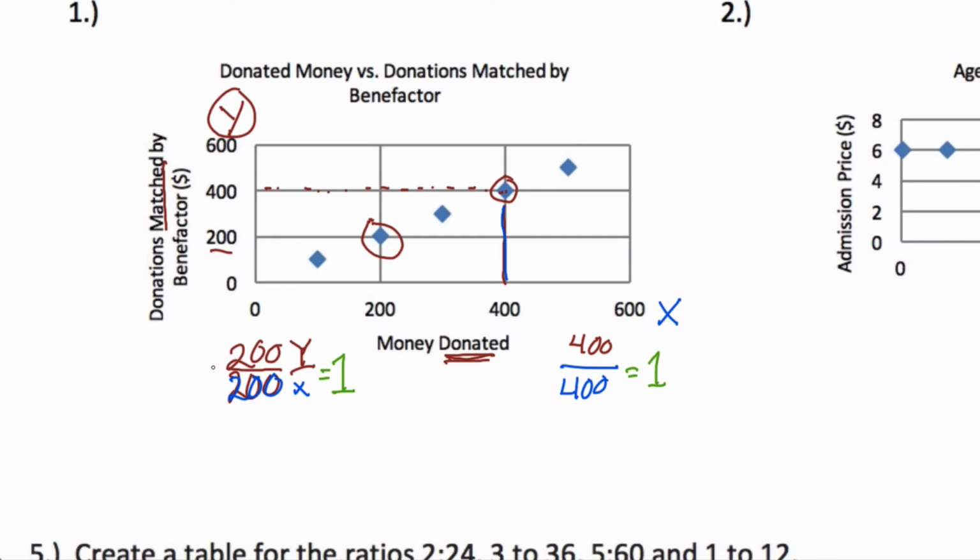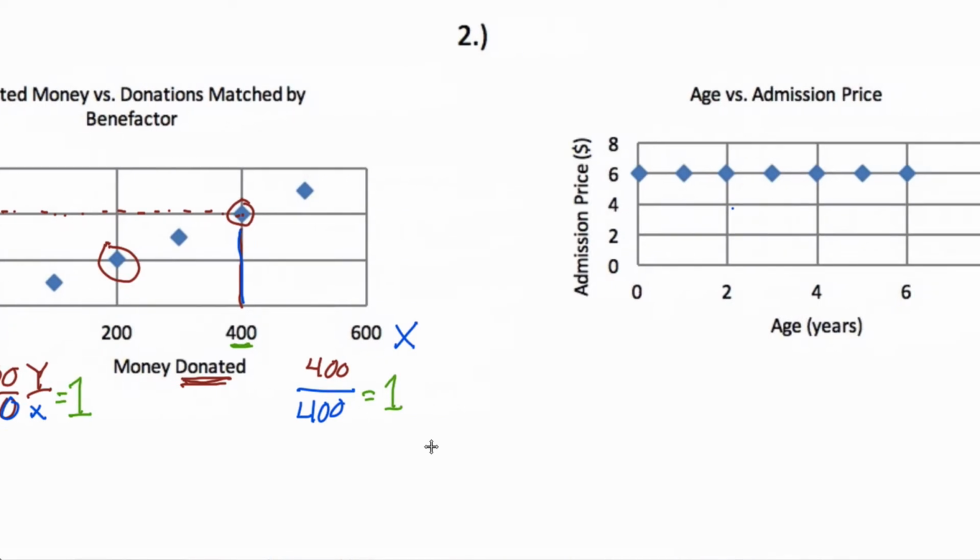And you might have heard the phrase somewhere, 1 to 1. You recognize hopefully that this fraction would simplify to 1 over 1. So you're being matched at a rate of $1 that you donate is $1 that is matched. So that's how we're just going to look at the graph to help us determine whether it's proportionate or not.